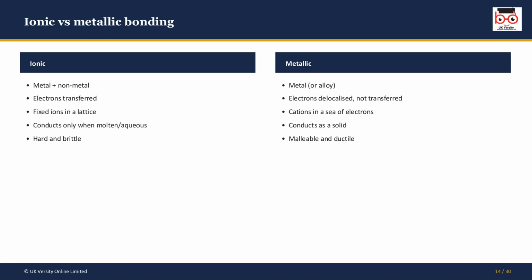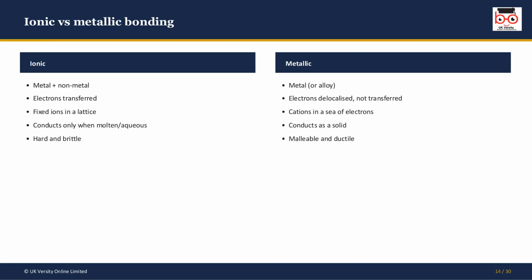Let's set ionic and metallic bonding side by side. Ionic bonding is between a metal and a non-metal, with electrons transferred, giving fixed ions in a lattice. It conducts only when molten or aqueous, and it's hard and brittle.